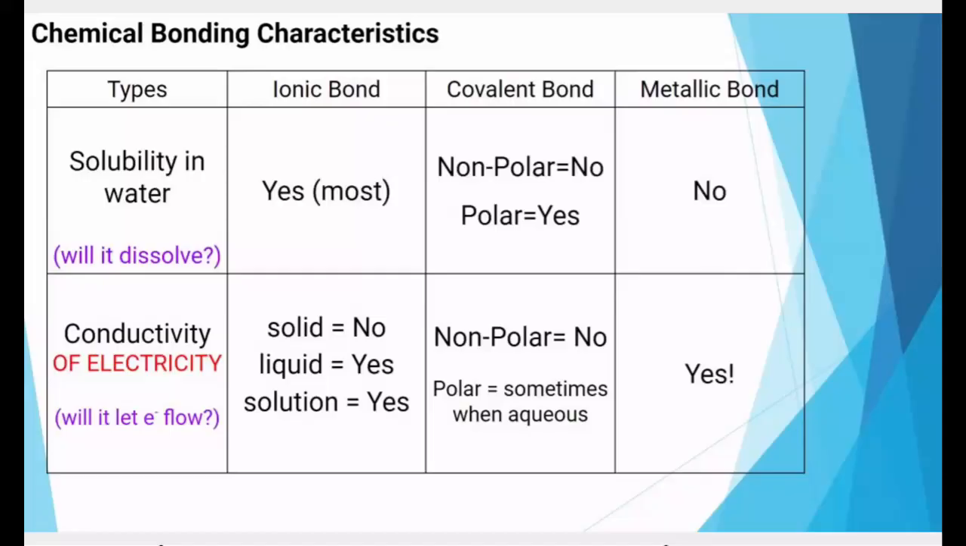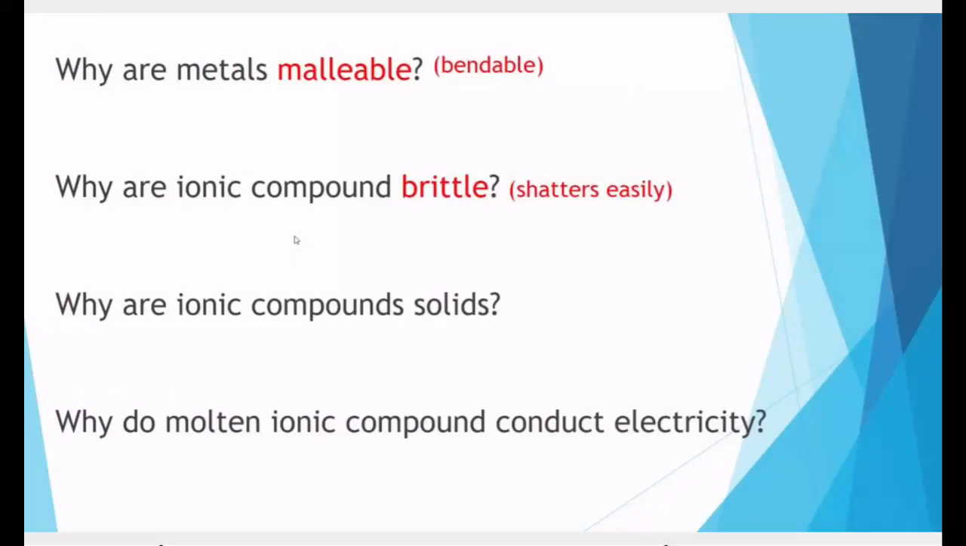Covalent compounds, it depends on whether they're polar or nonpolar. Nonpolar are no fun. They don't dissolve. Polar do. And then metals do not dissolve. They will react with water. That does not count as dissolving. And with electricity, hopefully you know that metals conduct electricity pretty well. That's one of their main properties. But ionic and covalent is kind of wishy-washy. Ionic is the most complicated because it depends on their state of matter.